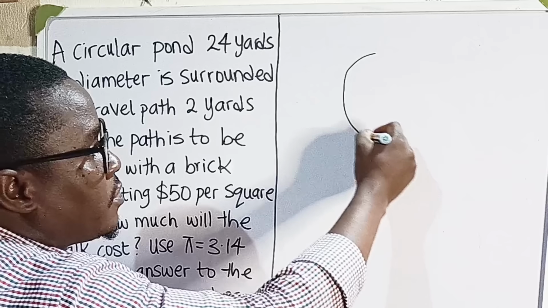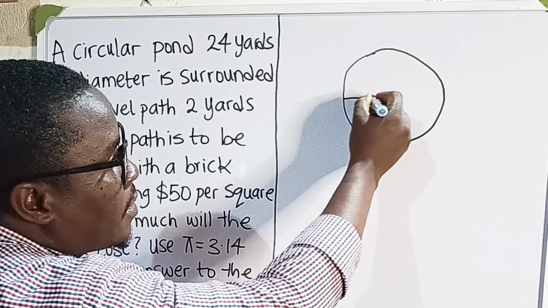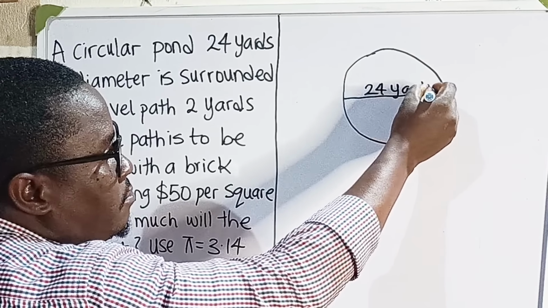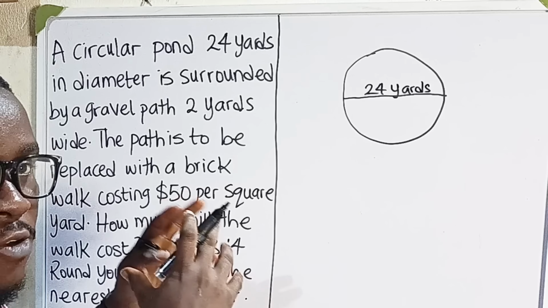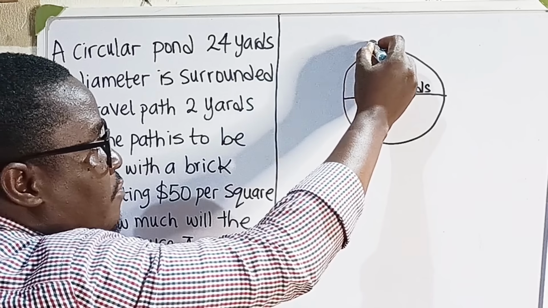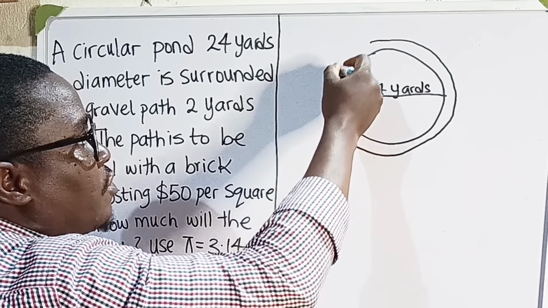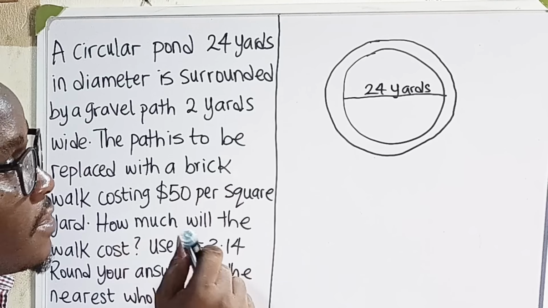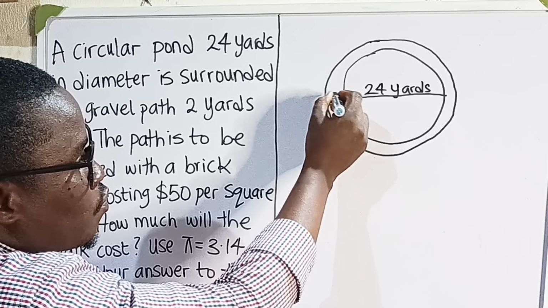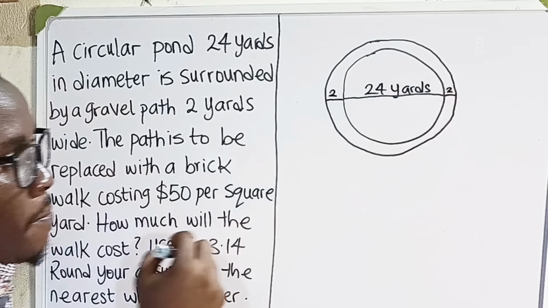So we have a circular pond. Okay, so this circular pond has a diameter of 24 yards. And then this circular pond is surrounded by a gravel path. So we have a gravel path surrounding it. Sorry about my drawing. It's not the most perfect. Okay, but this gravel path is 2 yards wide. 2 yards wide. On this side is also 2 yards, right?